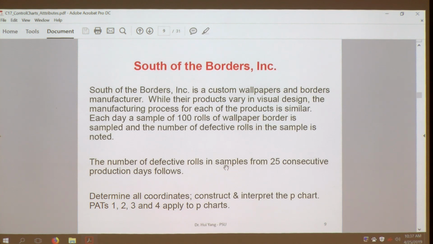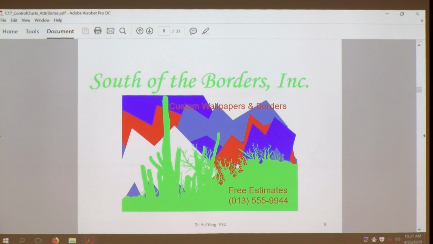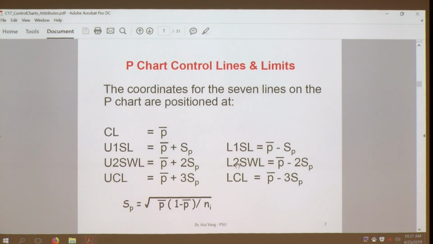Now what we need to do is monitor the production process and how many non-conforming, defective products there are every day. So we will construct and interpret the P chart. Before we move to the P chart, we know this is the P chart control limit. We have the P bar as the center line, and then we have upper and lower 1 standard deviation lines, upper and lower 2. This S stands for standard deviation. W is warning, and L is limit.